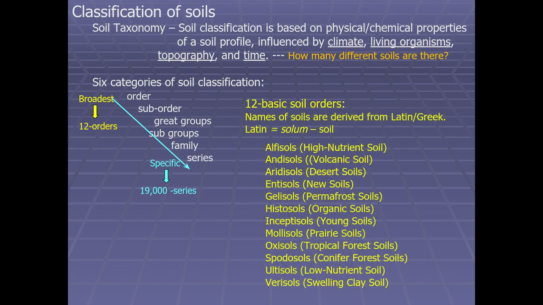learn the 12 soils. And you can take a flashcard, for example, and you can write on one side of the flashcard alfisol, and then on the other side of the flashcard, you would write high nutrient soil. Or same thing with an andisol. You would write andisol, and that'd be a volcanic soil, and so forth. And so for this class, it's no different. If I had to learn them, you can learn them.